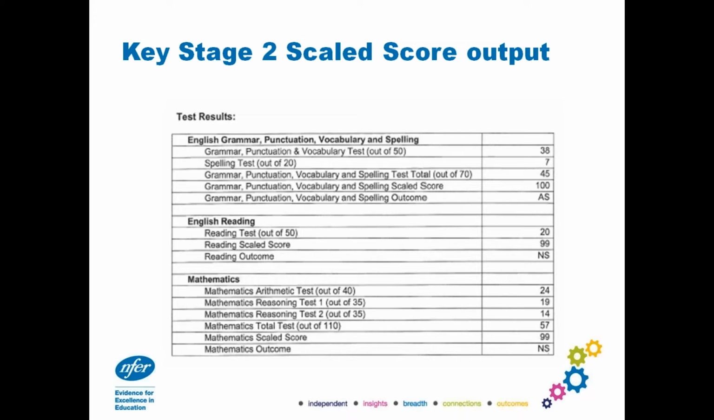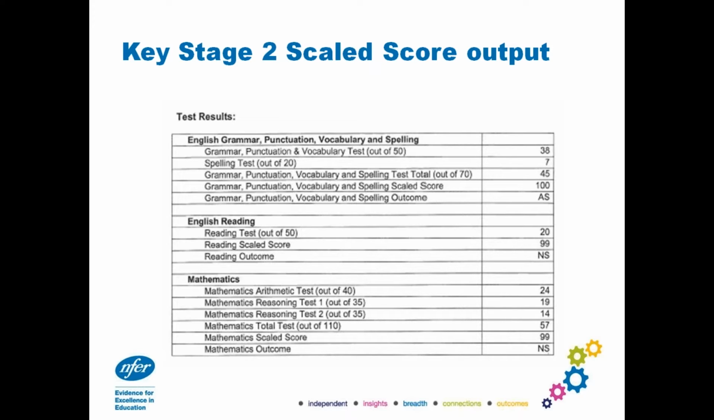Here we've got an example of a pupil's scale score output from the Key Stage 2 tests from this summer. You can see that this child, for grammar, punctuation, vocabulary and spelling, has a scale score of 100, which means he's working at the expected standard. For reading and mathematics, his scale scores are 99 for both subjects. And there's an NS in the outcome. That means he's not met the expected standard. He's just below the expected standard for reading and maths at the end of Key Stage 2.